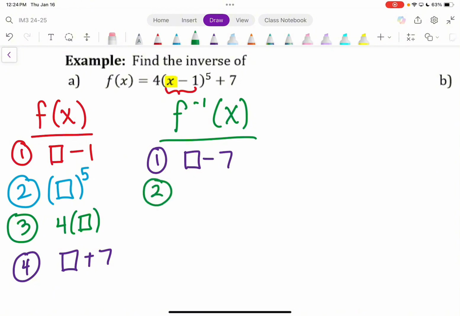The step before that was to multiply by 4. What is the opposite of multiplying by 4? Divided by 4. That's box over 4.